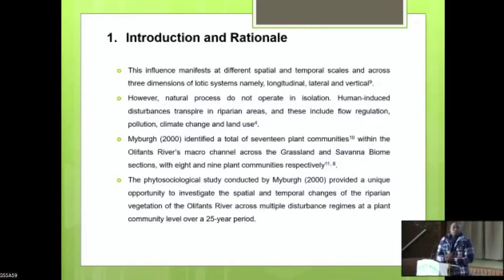So back in 2000, Mybeck published his PhD, whereby he identified 17 plant communities across this system. The communities were in the grassland and savanna biome, where 8 and 9 communities were classified respectively. The phytosociological study of Mybeck provided an opportunity for us to really look at spatial and temporal changes of the plant vegetation over a 25-year period at the plant community level.